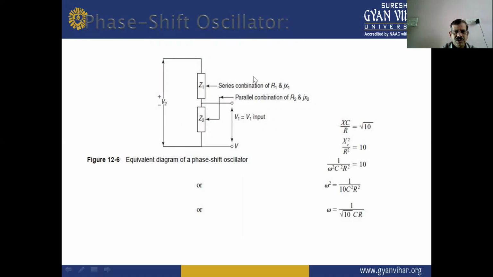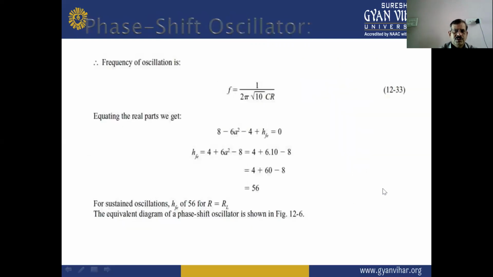So we have omega equal to 1 upon under root 10 CR. Also, the equivalent circuit of a phase shift oscillator is given here. Z1 is the series combination of R1 and jX1, Z2 is the parallel combination of R2 and jX2, and V1 equals the input voltage here. So the frequency of this phase shift oscillator is f equals 1 upon 2 pi under root 10 CR. So this is the frequency of the phase shift oscillator.